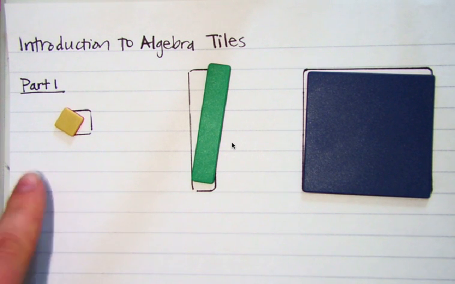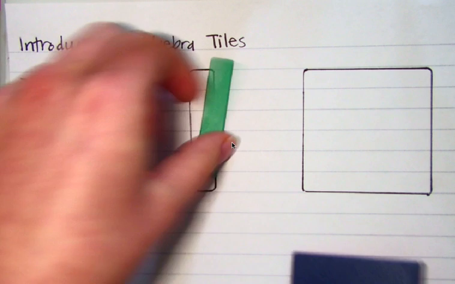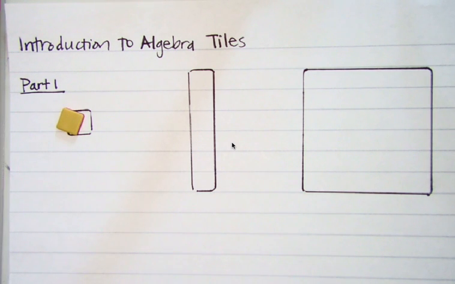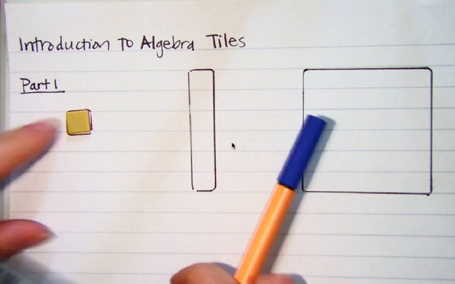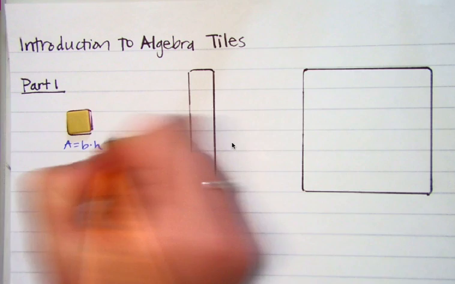We don't want to call these little square, rectangle, and big square. There are algebraic ways to figure out what these pieces are actually called. And we're going to start with this piece right here. To know the area of this square, meaning the inside of this piece, we have to do base times height, because area equals base times height.